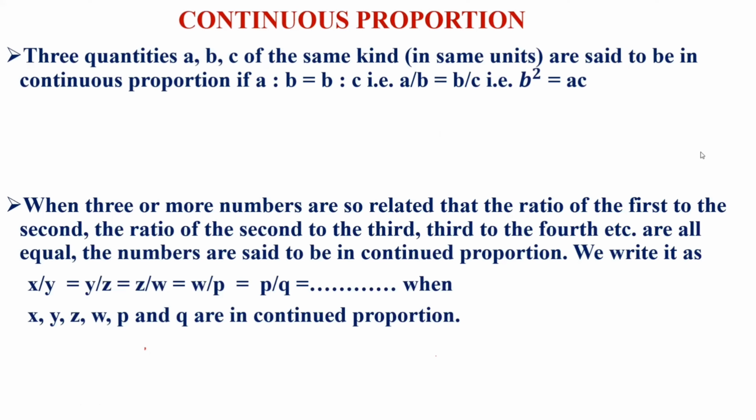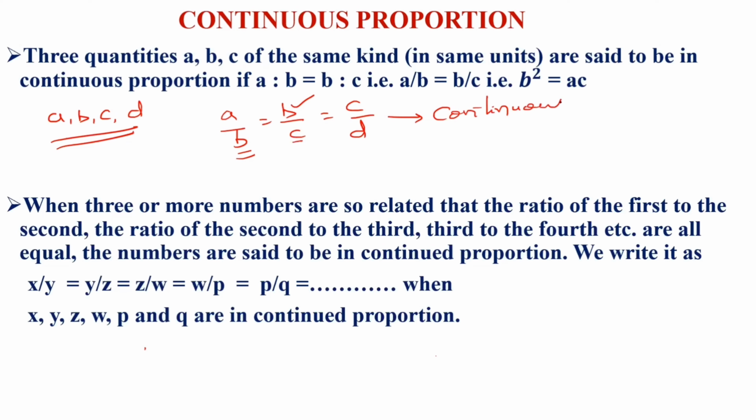Continuous proportion means, for example, A, B, C, D are said to be in continuous proportion, means A by B is equal to B by C is equal to C by D. That means the consequent of the first ratio will become the antecedent of the second ratio, or the denominator of the first ratio will become the numerator of the second ratio. This is called continuous proportion.